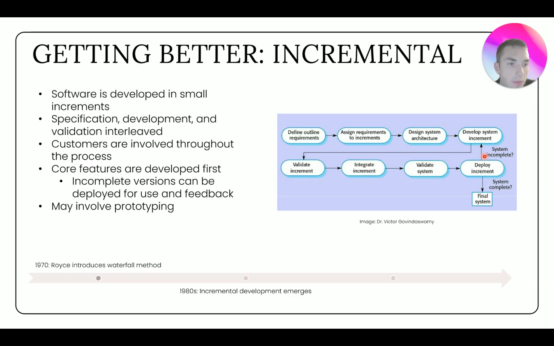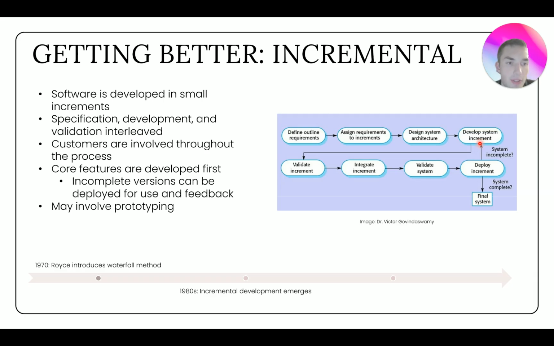And we're going to write the code for that increment. We're going to validate that increment. We're going to do testing and make sure everything works. Then we're going to integrate it into our system, so what we already have, and test the whole system, making sure everything works together properly. And then we're going to deploy the increment, so we can put this in the hands of customers or users. And so after that, we'll go up and we'll develop the next increment.